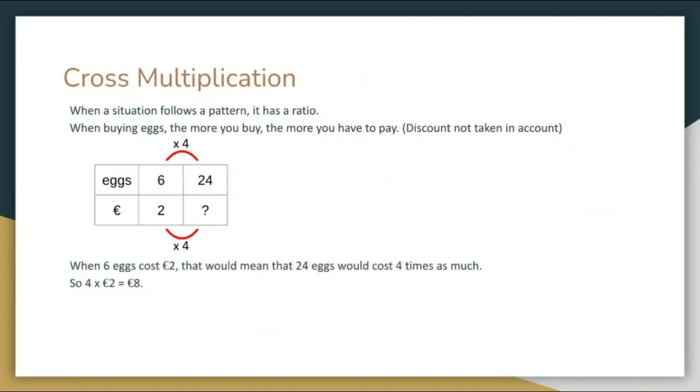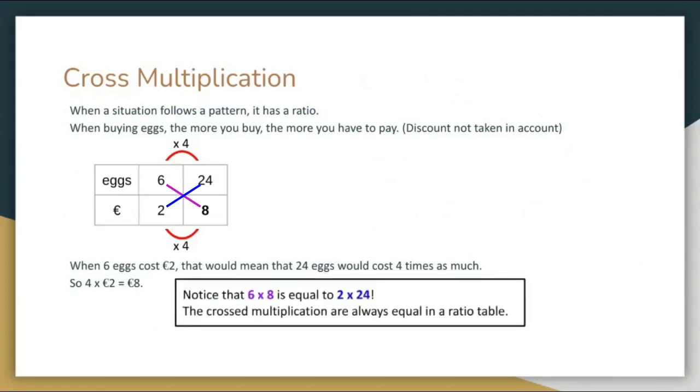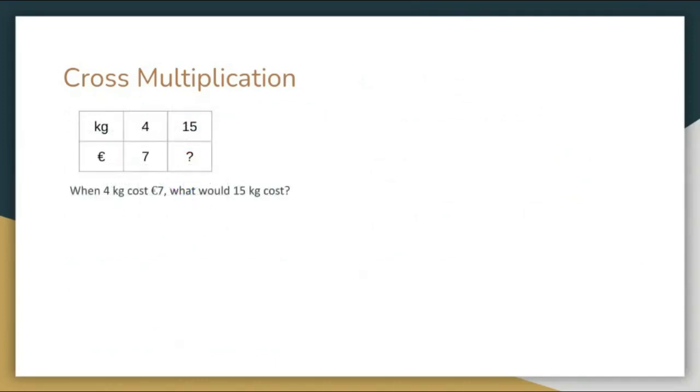This is what we call a ratio table, and with a ratio table we have something called a cross product. If we cross multiply the numbers, so 6 times 8 and 2 times 24, we would receive the same number, 48. This is a very important feature as it allows us to find the answer even when the numbers aren't this easy. Now let's take a look at this ratio table.